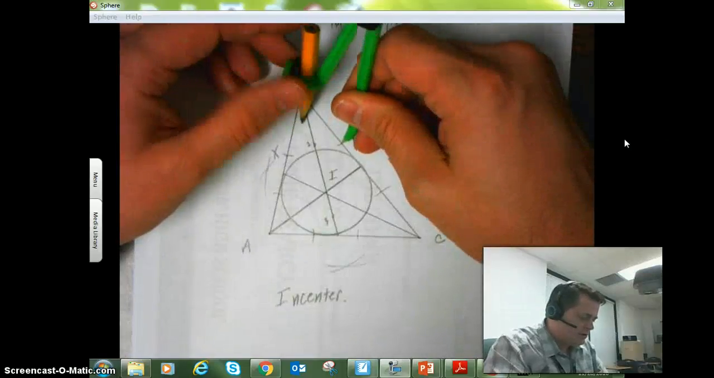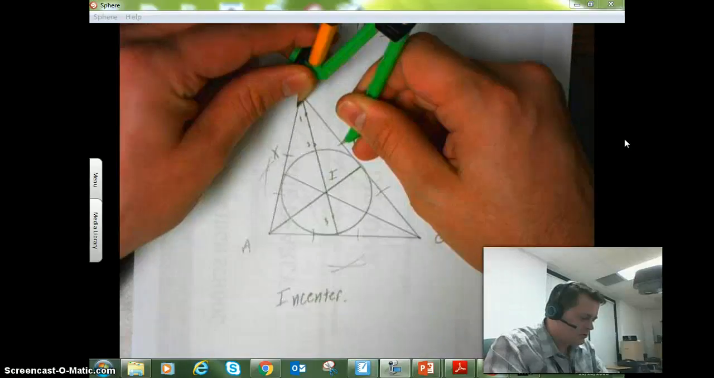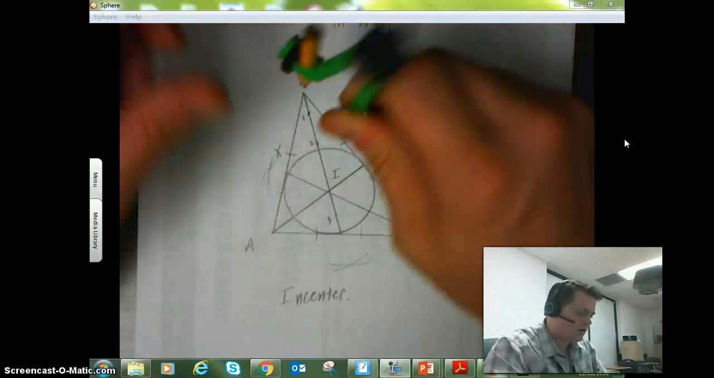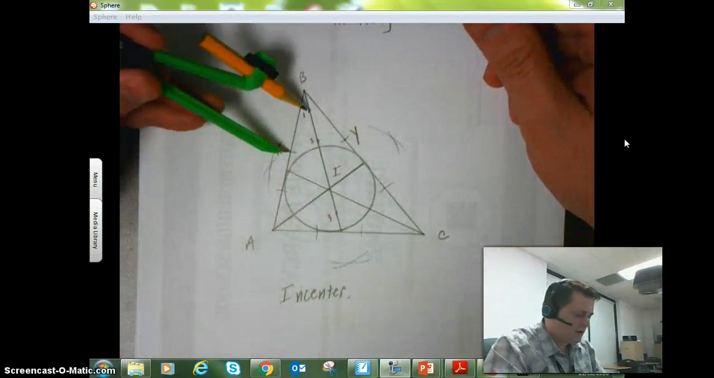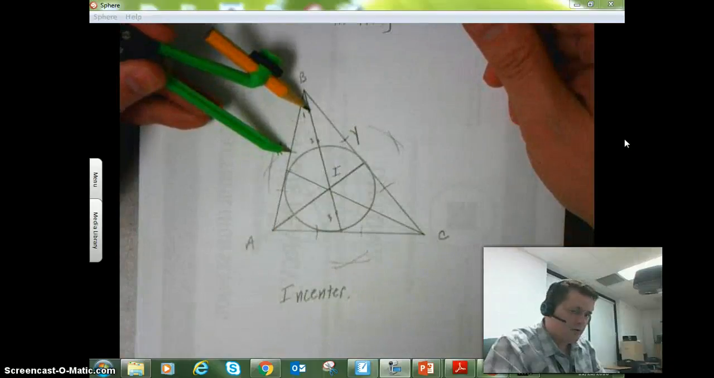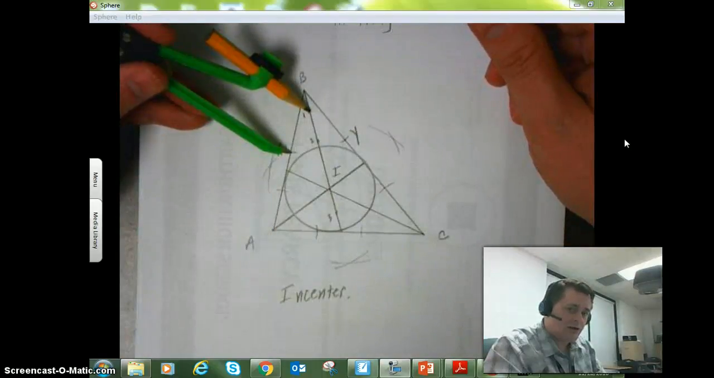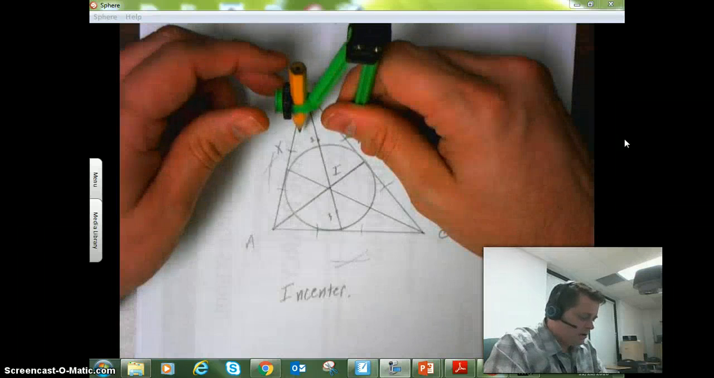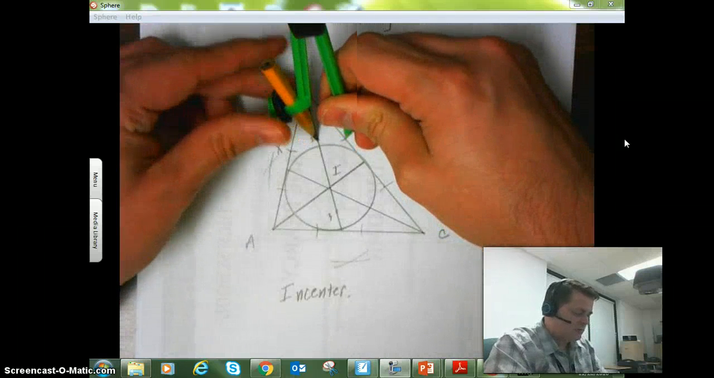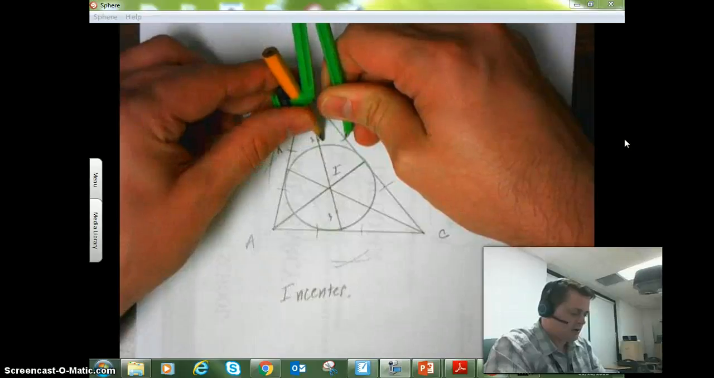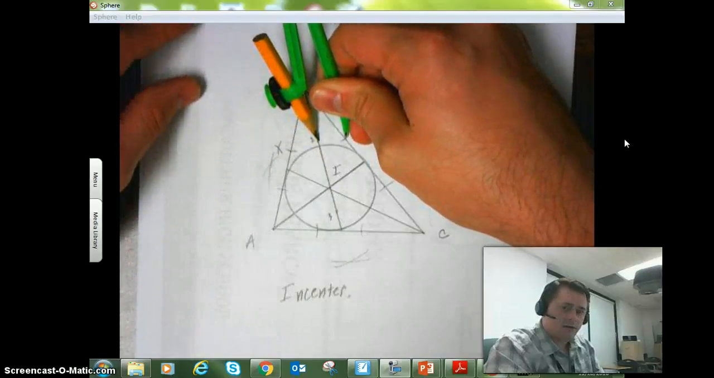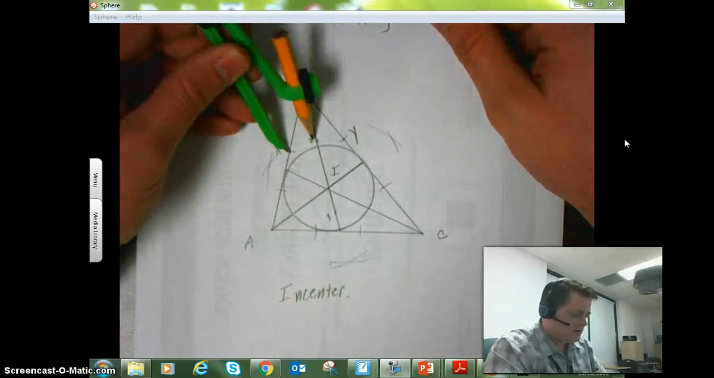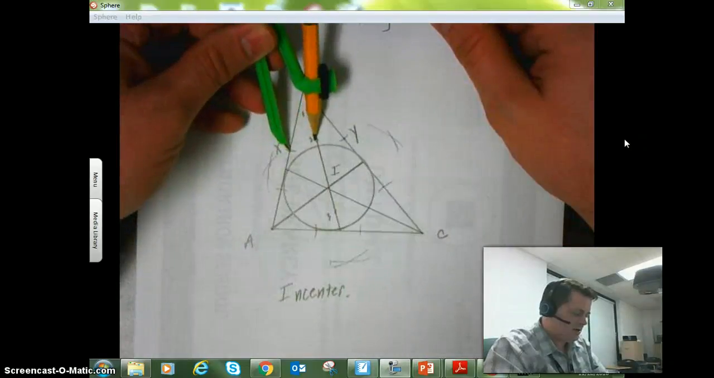From point Y, I'm going to measure to point 1. Then I'm going to repeat the process from X. We can see that point 1 is the same distance away from X and Y. Well, what about point 2? Using my compass again as a measuring tool, I can see that there's that distance, and if I measure it from point X, we get the same distance.